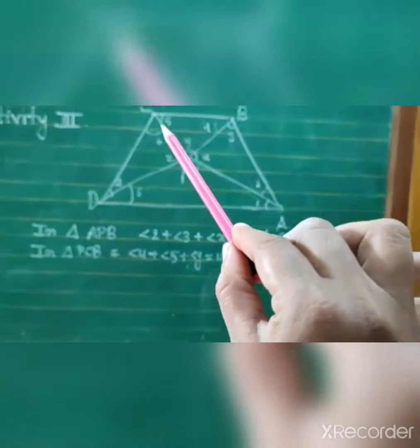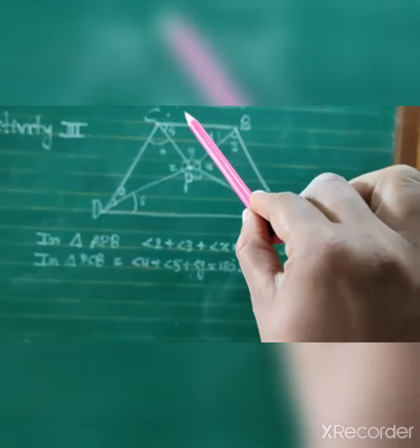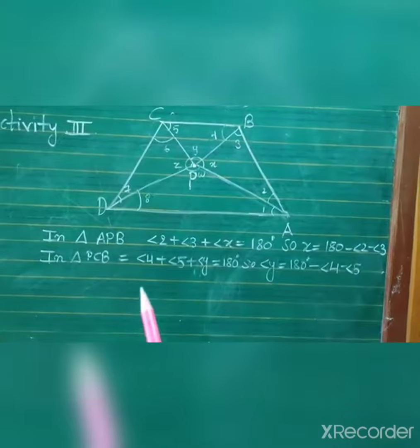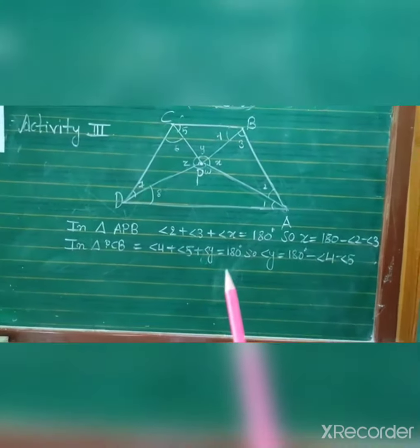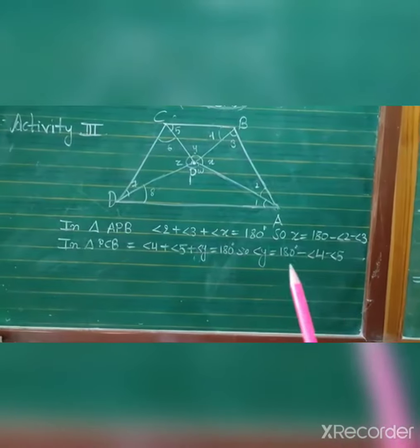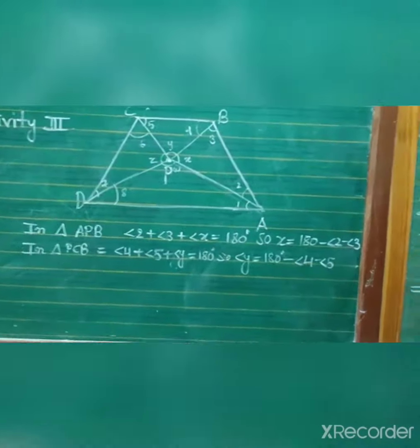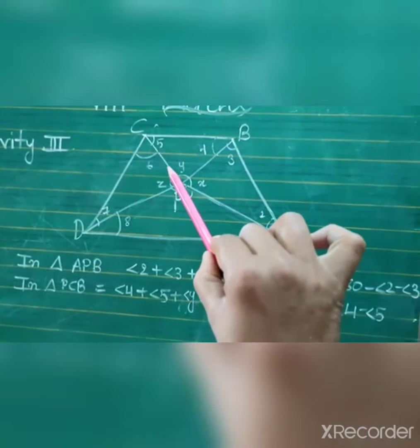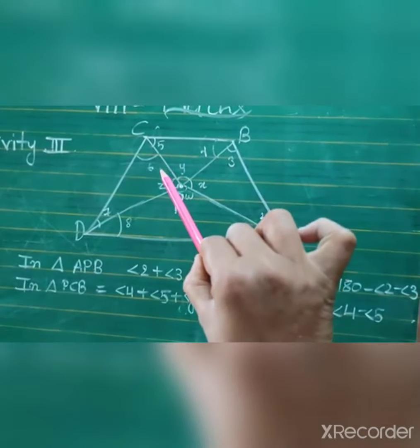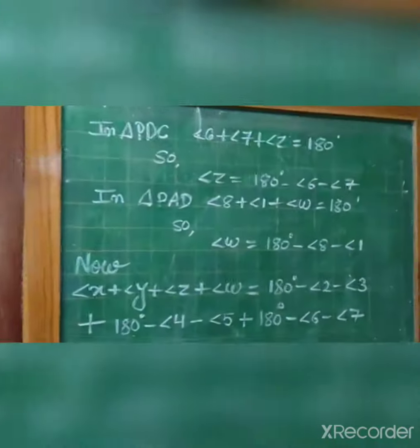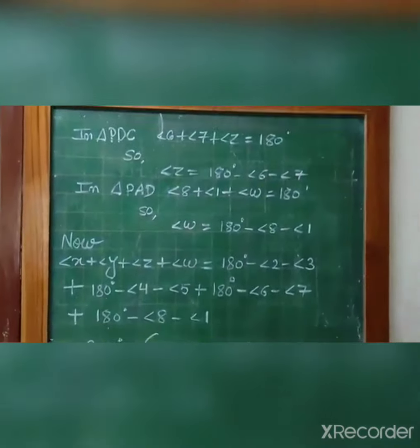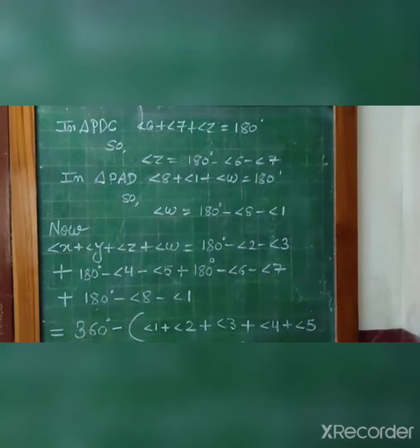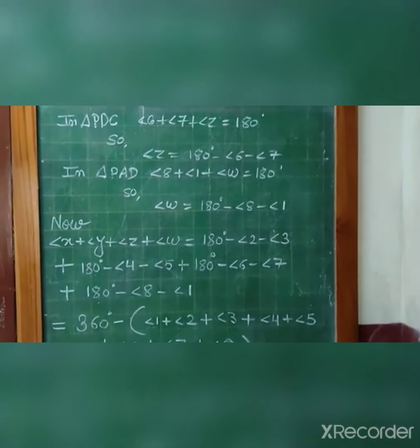Same in this triangle, angle 4 plus angle 5 plus Y is equal to 180 degrees. So angle Y is equal to 180 degrees minus angle 4 minus angle 5. Same to same in this triangle, so Z equals 180 degrees minus angle 6 minus angle 7. And in triangle PAD, angle W is equal to 180 degrees minus angle 8 minus angle 1.